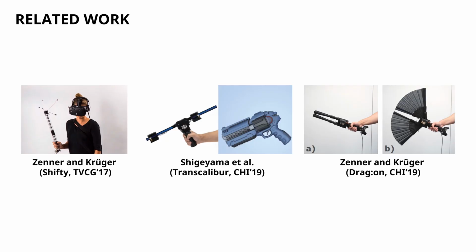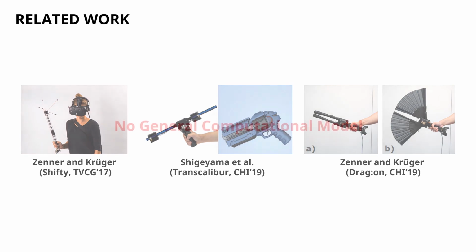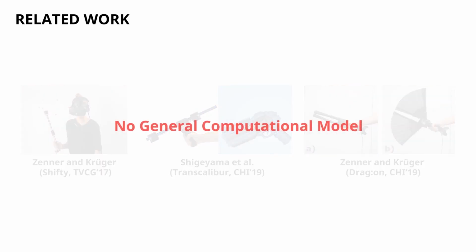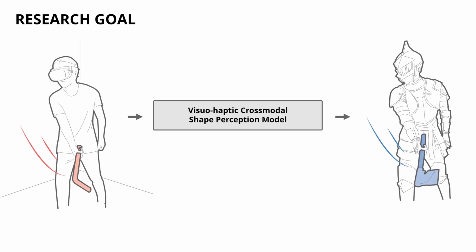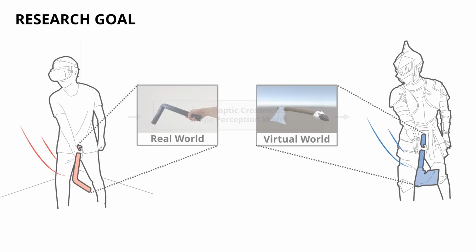To provide visual-haptic congruent sensory experiences, researchers proposed shape-changing controllers as a solution. However, we do not have general computational models that explain the human perception of shape-changing handheld controllers. In this paper, we build a visuo-haptic crossmodal shape perception model for shape-changing handheld controllers, to provide congruent multisensory experiences to users in VR based on the concept of dynamic touch.